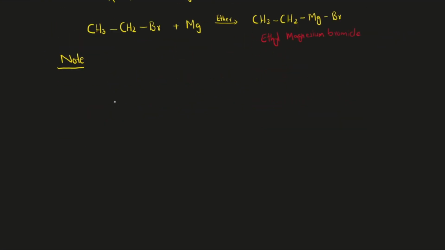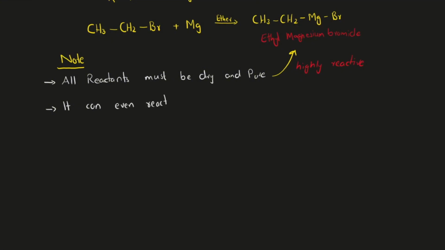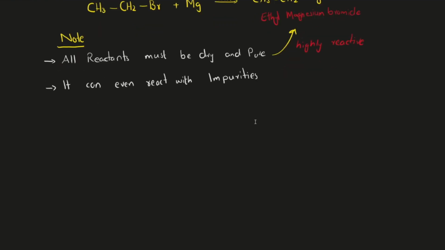Point to remember: our reactants must be dry and pure. Why is that? Because ethyl magnesium bromide is highly reactive. It can even react with impurities. Now you can imagine how reactive this Grignard reagent is.